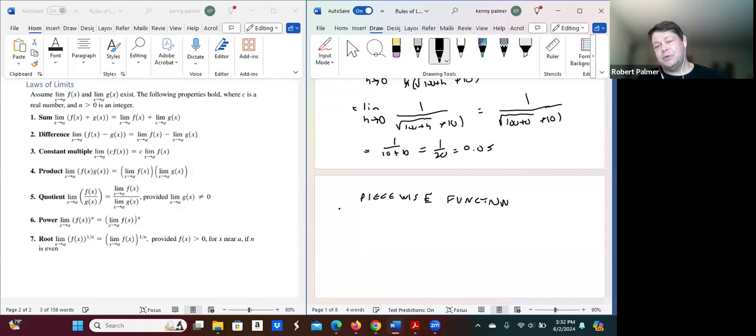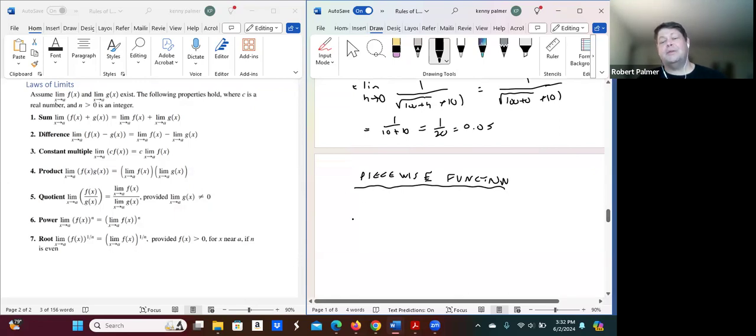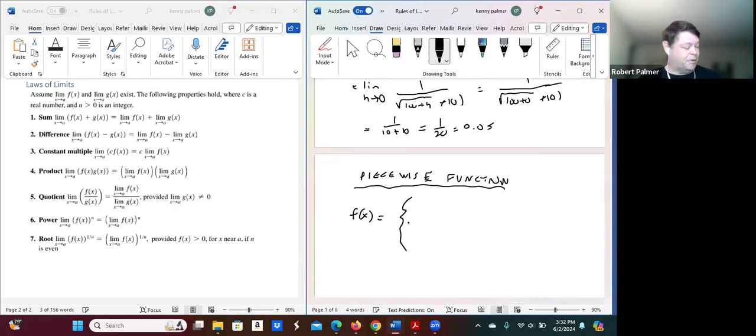Remember, a piecewise function is basically, as the name says, a function made up in pieces. Let's call this our f of x. I'm going to have two pieces for my function. The first piece is going to be the square root of x minus 1 whenever x is greater than 1. And then I have a linear function, x minus 1, whenever x is less than or equal to 1.